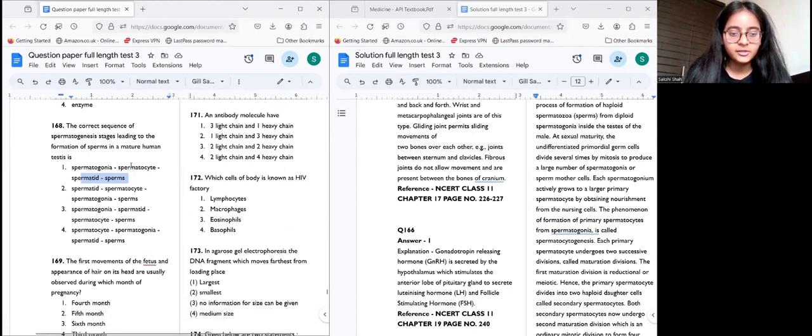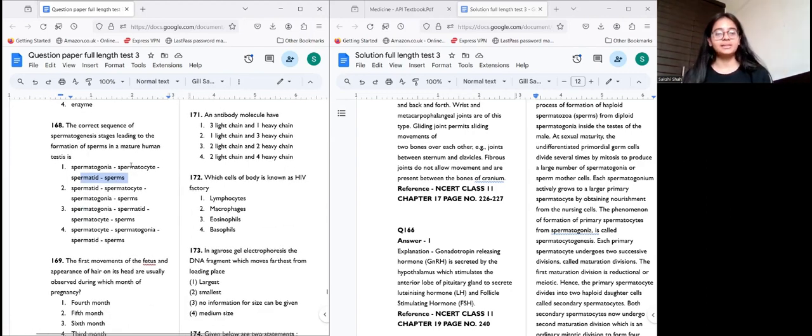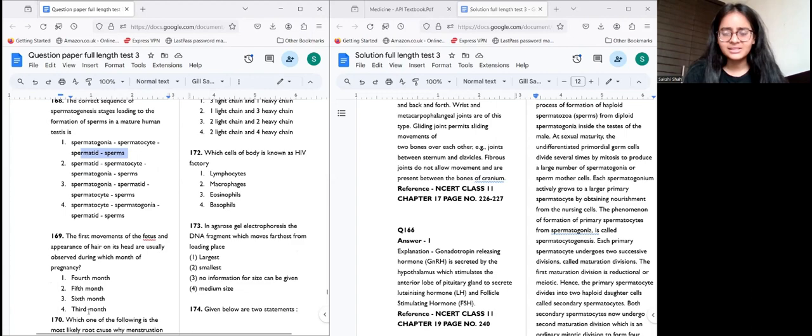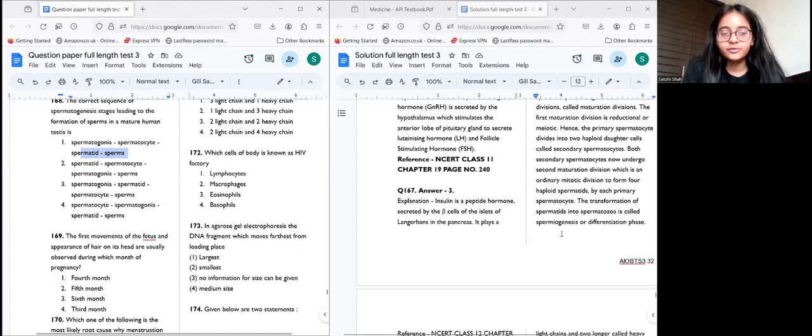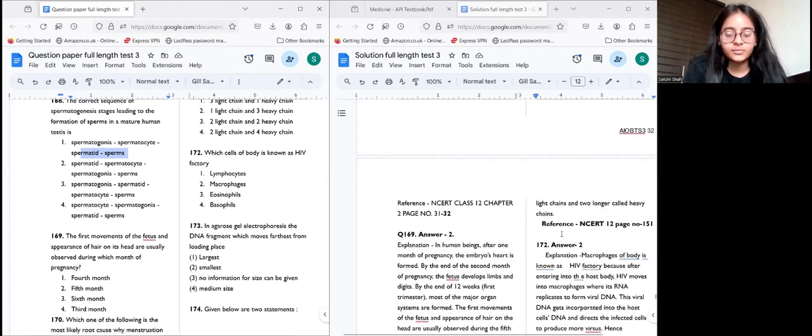For 169, the first movements of the fetus and the appearance of hair on the head are usually observed during which month? Obviously, if you have to see the first movement, it has to be a little later, after everything in the fetus is developed, right? Can it be the 3rd month? No, that's too soon. Can it be the 4th month? No, that also is not. So it'll either be the 5th or the 6th month. So the answer for 169 is the 5th month, which is option number 2.